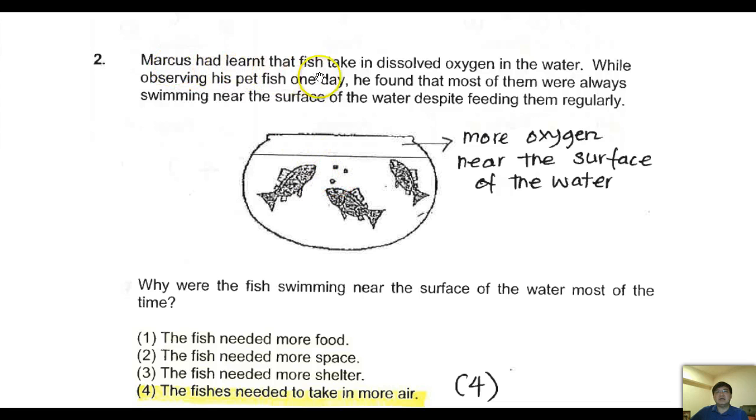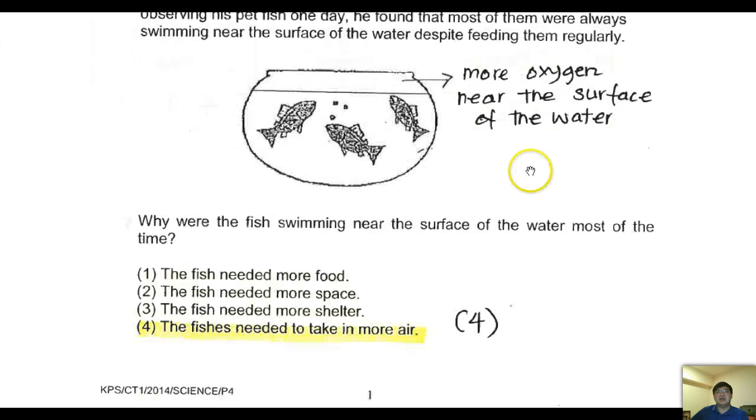Now Marcus had learned that fish take in dissolved oxygen in the water. While observing his pet fish one day, he found that most of them were always swimming near the surface of the water, despite feeding them regularly. Why were the fish swimming near the surface of the water most of the time? The fish need to take in more air. The dissolved oxygen probably has been used up underneath here. They head towards the surface because there will be more coming in to be dissolved.